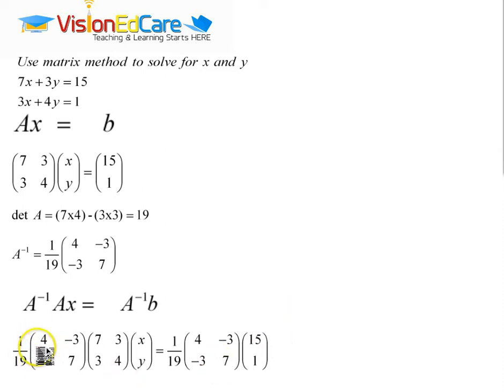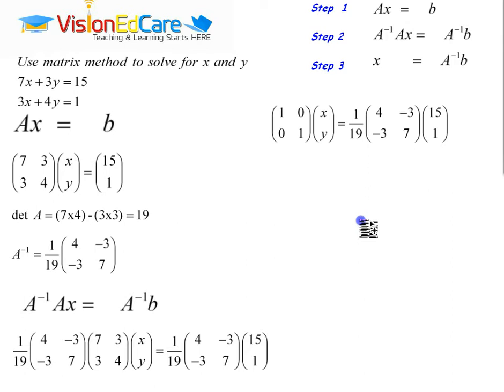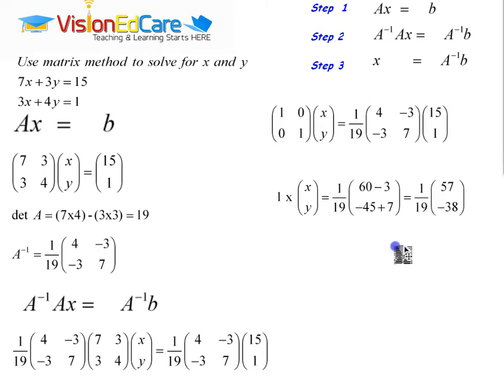So on the left hand side, the inverse here is multiplied by the matrix A. And on the right hand side, the inverse is multiplied by 15, 1. Upon simplifying the left hand side, because a matrix times its inverse gives you the identity matrix, which is 1, 0, 0, 1. And the right hand side, we need to simplify that. Here we simplify the right hand side, where we multiply the row times the column.